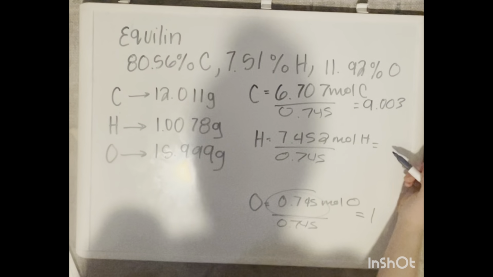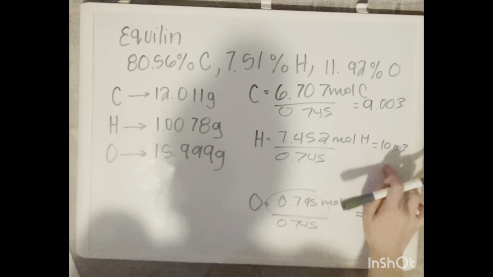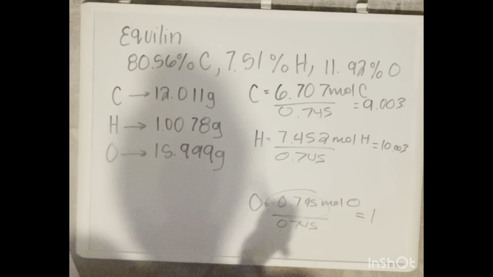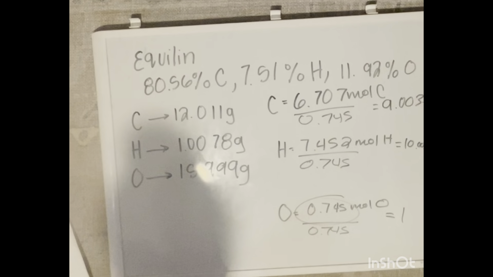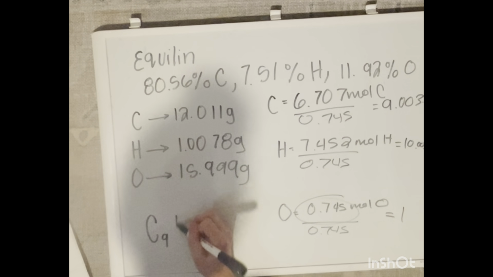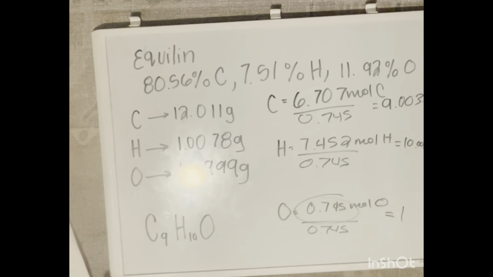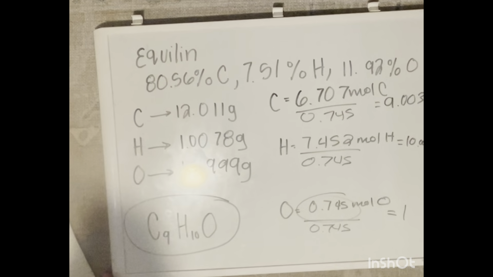And this one for hydrogen equals 10.003. So these two are close enough to just round to 9 and 10. This one's 1, so that one's good. So our empirical formula for equilin is going to be C9, because we get our 9 from there, H10, because we're getting our 10 from there, and then O, we don't have to put the 1 because it's just 1. And that is our empirical formula.